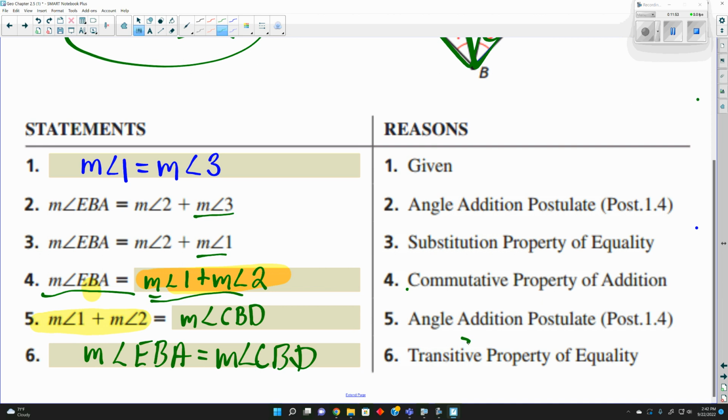Because of the angle addition postulate, we can say that CBD is also 1 plus 2. Since both of them we've written or defined as 1 plus 2, we can set them equal to each other. That's it.